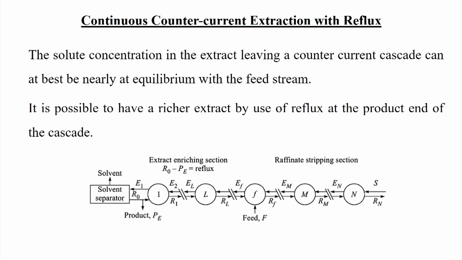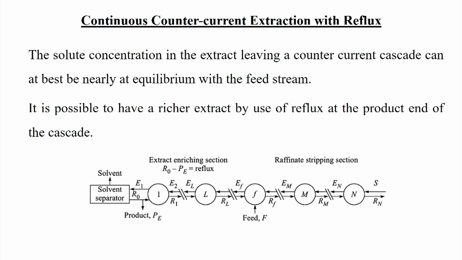Now, we have another system, that is continuous counter current extraction with some reflux. The solute concentration in the extract leaving a counter current cascade can at best be nearly at equilibrium with the feed stream. So, it is possible to have a richer extract by the use of reflux at the product end of the cascade. This system is similar to that of the distillation unit. So, this is the feed point location.